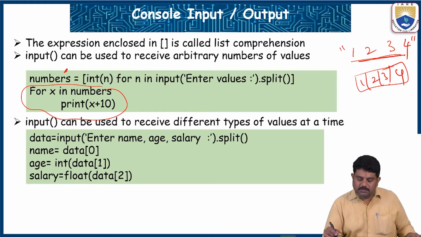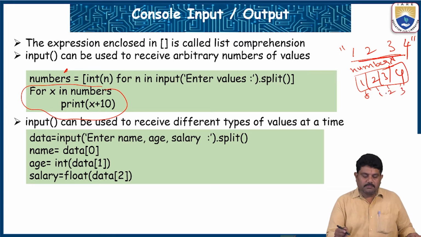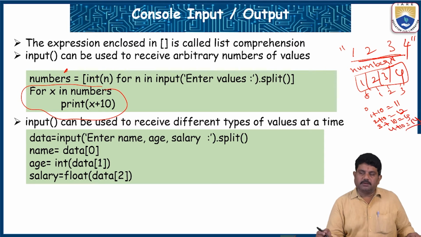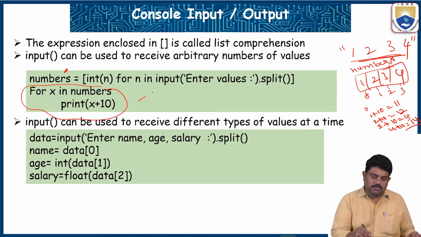So now for printing this array, I'm using a for loop, for x in numbers. Numbers is an array name. For x in numbers, x indicates the elements, starting initially from the first one. Print x plus 10. What is there at the first position? 1 is there. 1 plus 10 equal to 11. And next 2 plus 10 equal to 12. Next 3 plus 10 equal to 13. 4 plus 10 equal to 14. Like that it prints. That is how these statements execute.